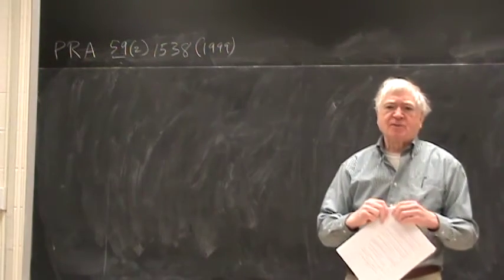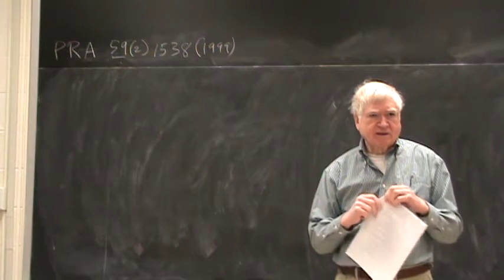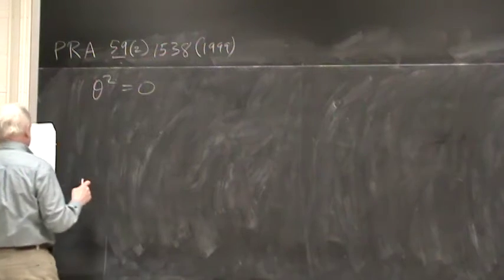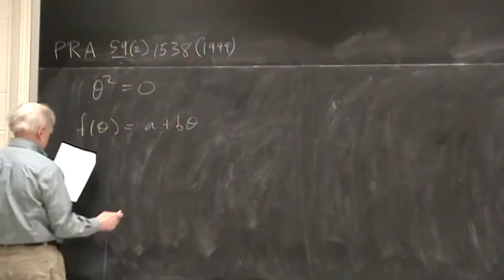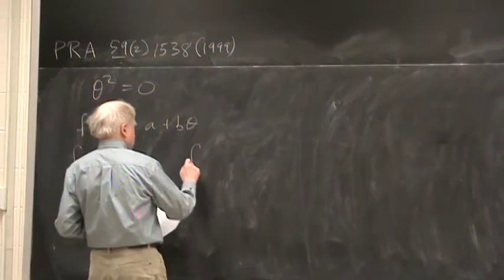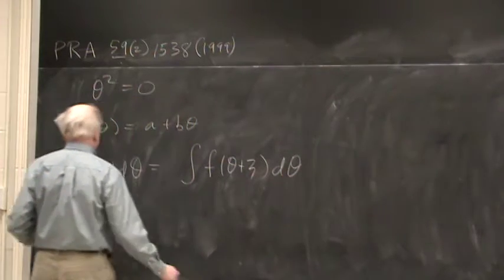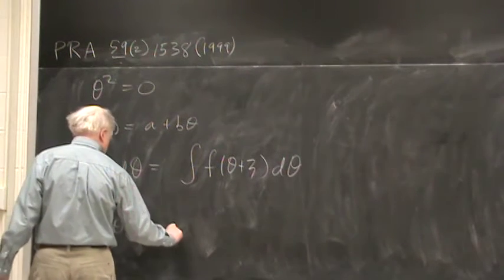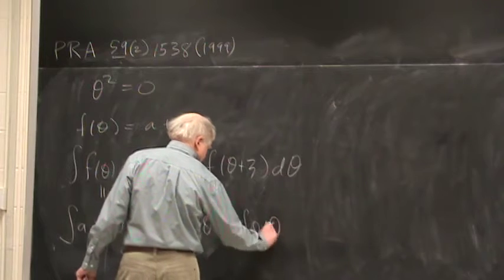I think I better start with the fermionic particles from the top, because that's unfamiliar to most people. So the idea is that you take a square to zero. The most general function is just A plus B theta. You want the integral of that theta d theta to be the same as the integral of f of theta plus, say, zeta d theta. And this one is an integral of a plus b theta d theta. So this is a integral d theta plus b integral theta d theta.